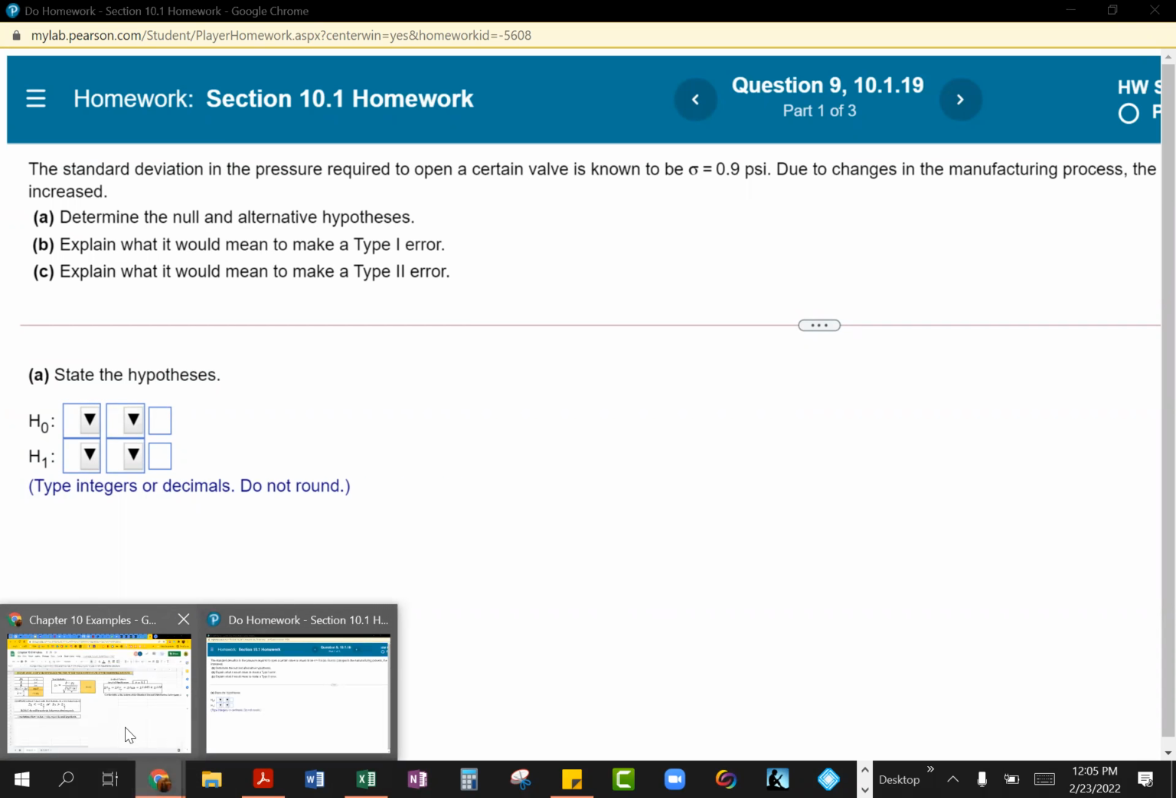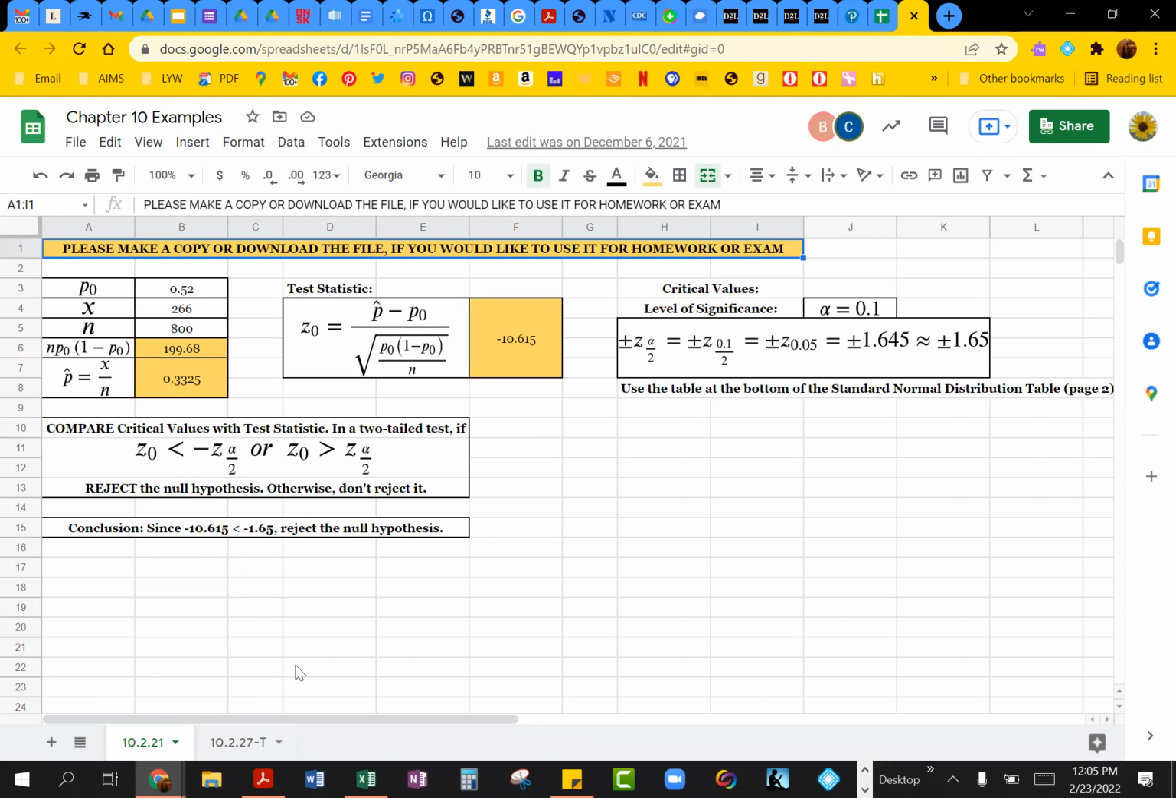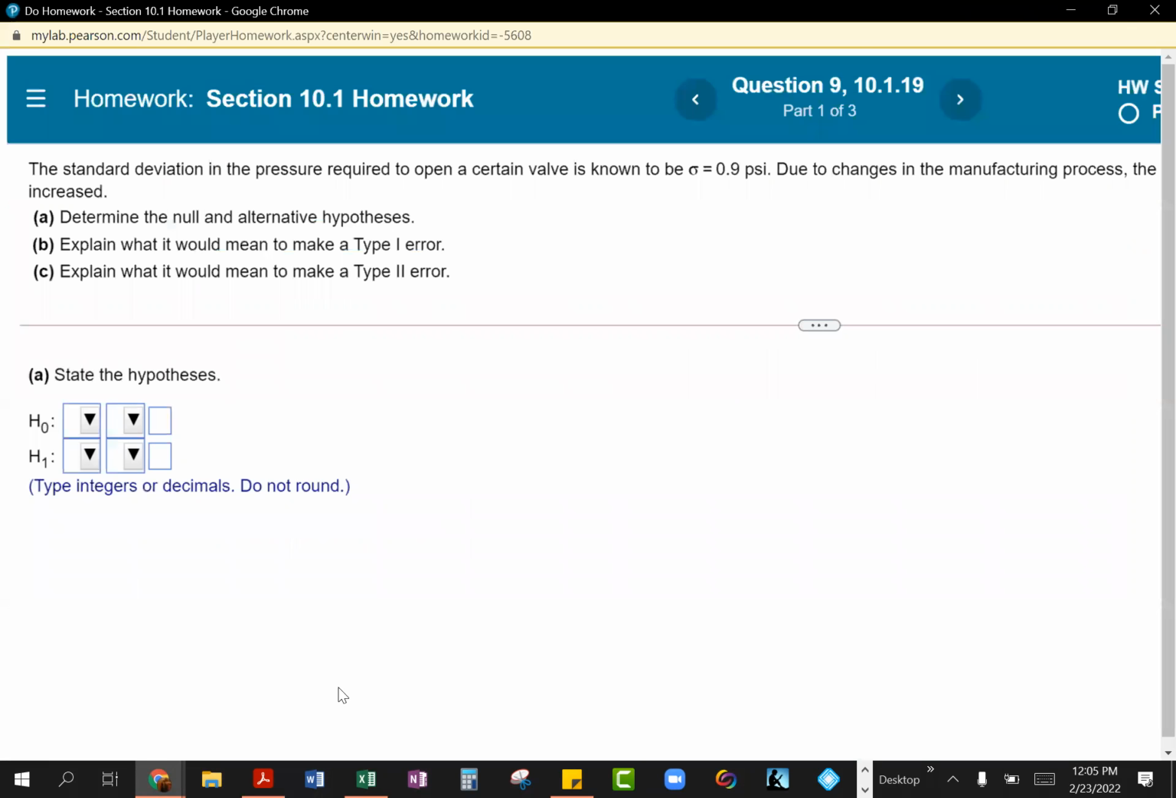Okay, so let's talk about the hypotheses over here. So they are telling us that our sigma value is 0.9 PSI.